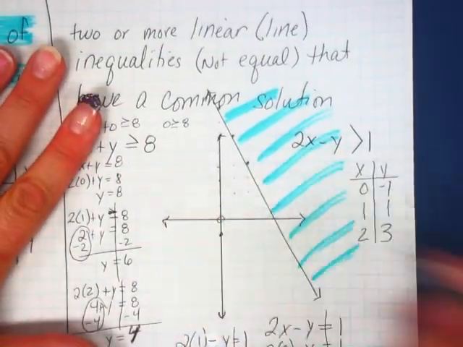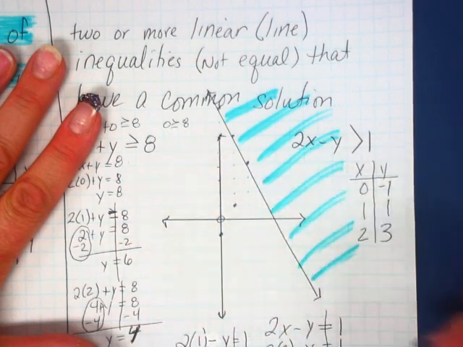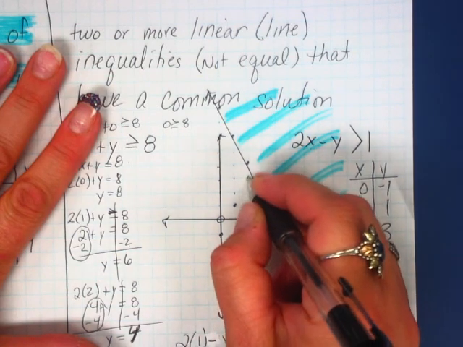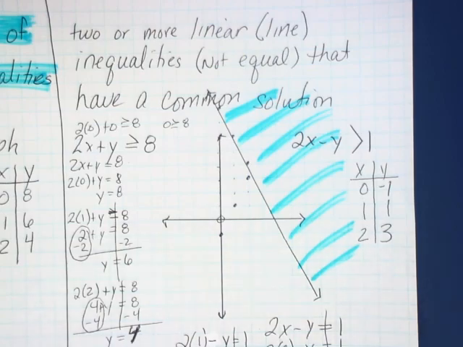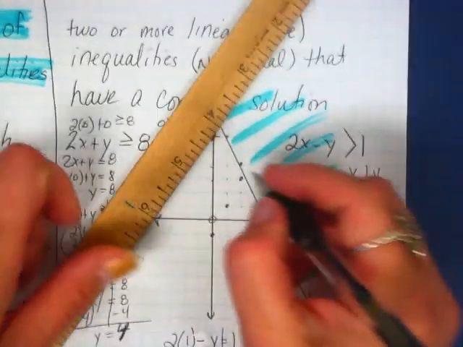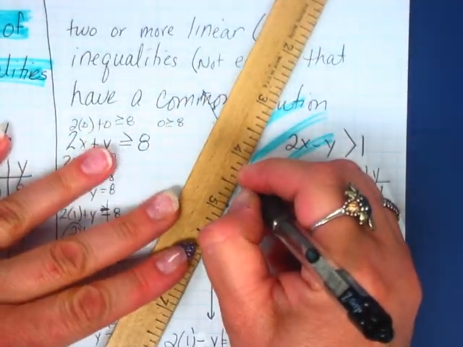0, negative 1. 1 over 1, or 1, 1. 2, 3. There's no equal sign. It's just a greater than. So I'm going to go ahead and dash my line.